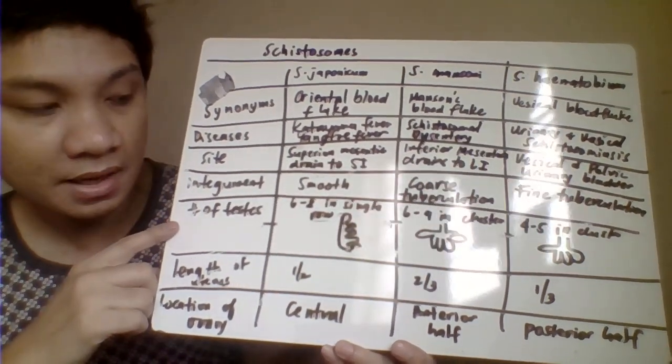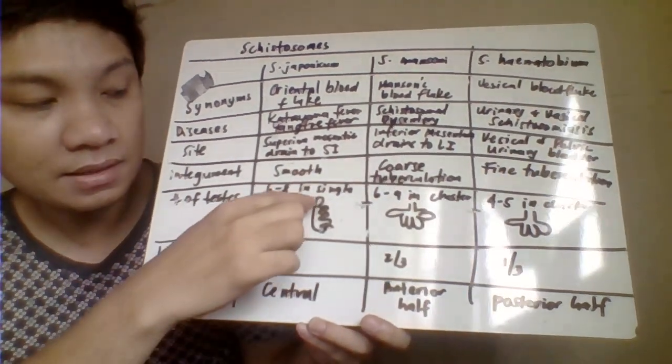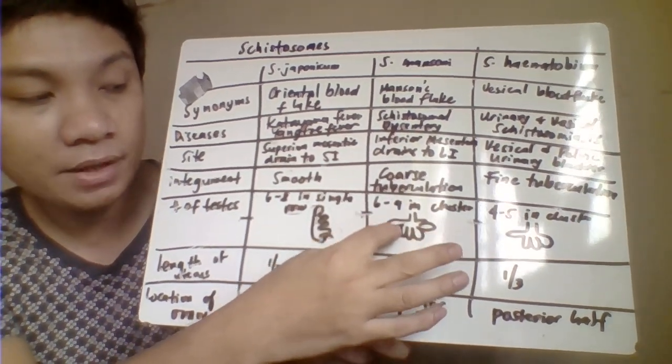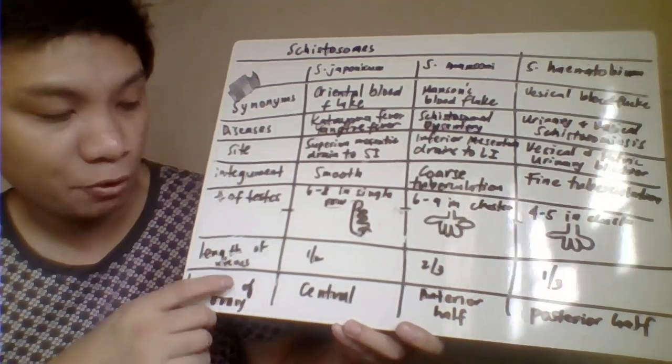For the number of testes, Japonicum has 6 to 8 testes in a single row, so isang side lang. Mansoni has 6 to 9 in clusters, so there are 1, 2, 3, 4, 7 to 9, and haematobium has 4 to 5 in clusters.